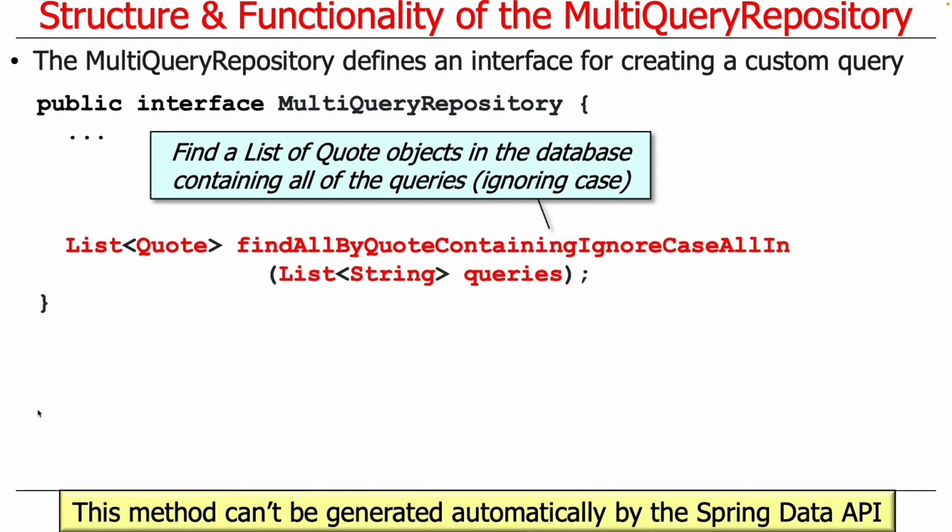And then we're going to handwrite this code. So I came up with this somewhat convoluted name. This is what I would like the Spring Data API to do for me with keywords, but it won't, so I just had to write it myself. So it says find all by quote containing ignore case all in, which is marginally coherent, and yet can't be generated automatically by putting those keywords in that order.